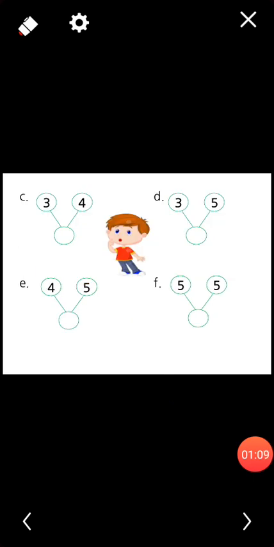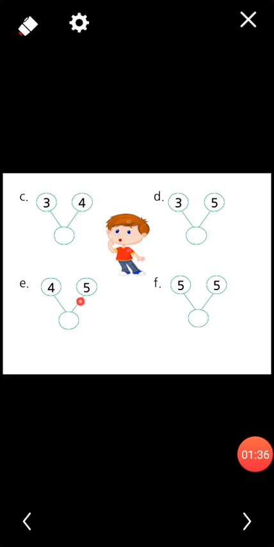Solve these, students, and then reply me what will be the answer in this blank. 3 plus 4. Yes, count. Right, the answer will be 7. 3 with 5, 5, 6, 7, 8. The answer will be 8.